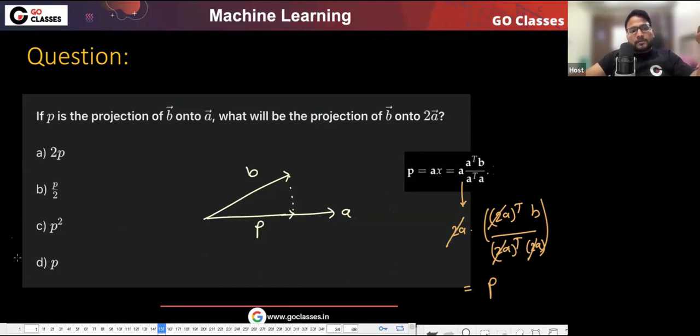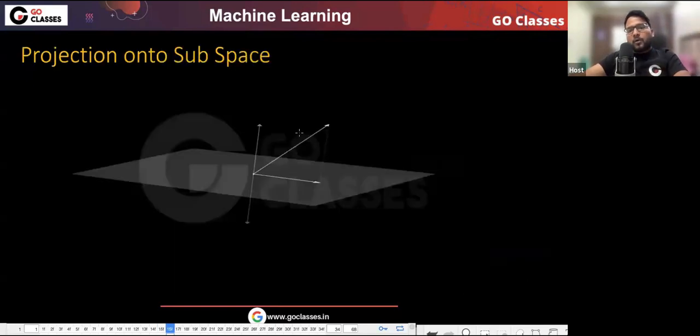I hope you understood this projection a little bit, how to project a vector onto another vector. Now, how to project a vector onto a subspace? Let's just find it out. Currently we have seen how to project a vector onto just one vector. Now I want to see how to project a vector onto a subspace itself.